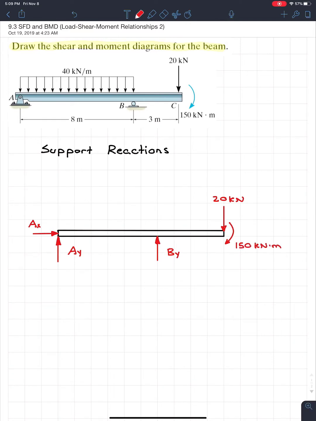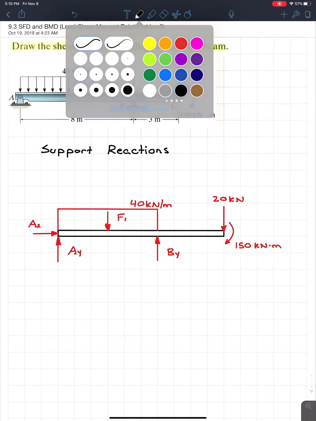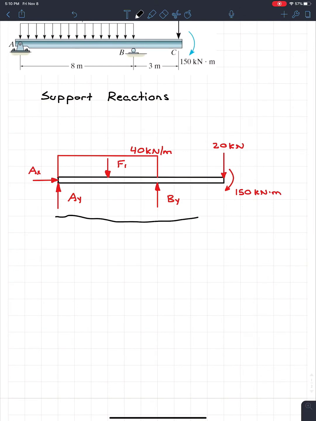But what's going to start to scare you now is we have a distributed load. So we have a distributed load, comes across like this. We know that the magnitude of it is going to be 40 kilonewtons per meter, and this will result in a force at the center like this, and I'm just going to call this force F1. Finally, I'm just going to dimension our beam real quick. It's really nice and easy dimensions, even though this is horribly to scale, so not even close. We have 8 meters and we have 3 meters.